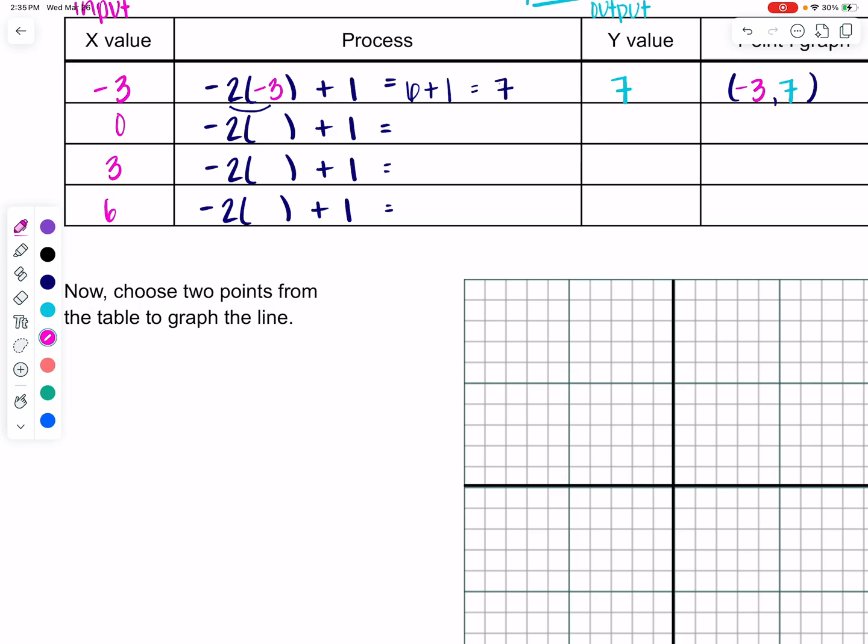This time, I'm going to plug in the 0. -2 times 0 is 0. Plus 1 is 1. So I need the point 0, 1. I'm going to plug in the 3. Now this is something you could totally do in Desmos. You could plug in -2 times 3 in the calculator and add 1.